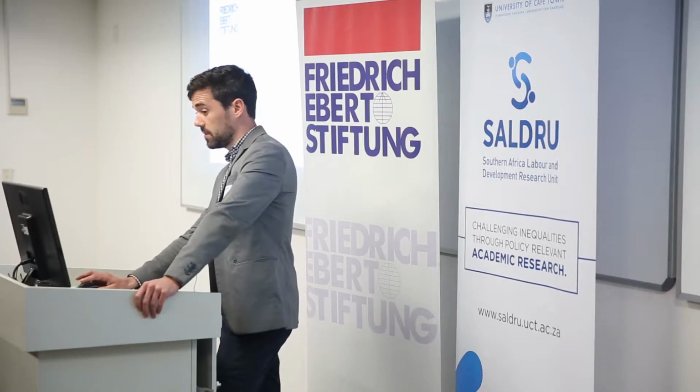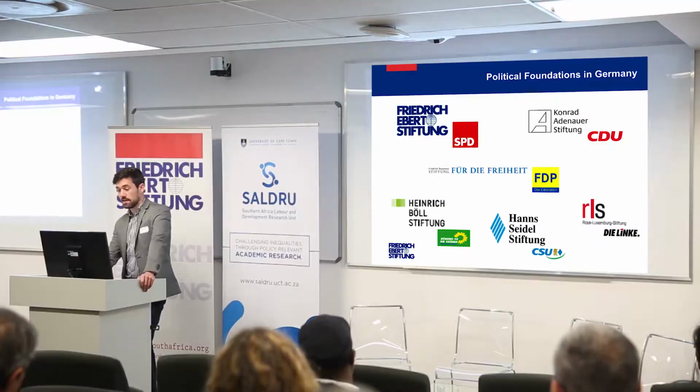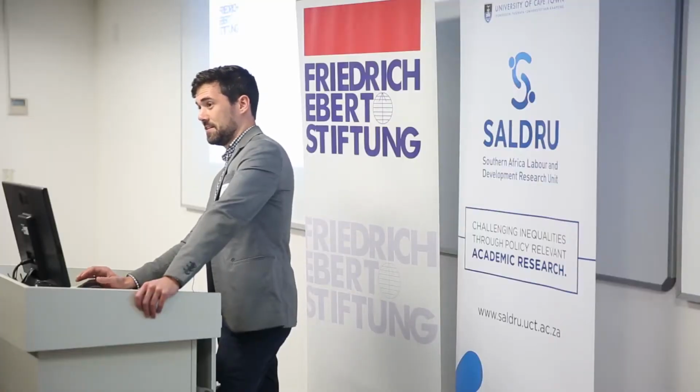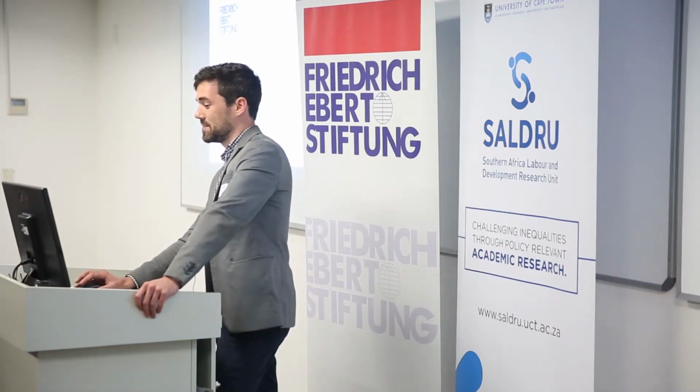So you have us, the Friedrich Ebert Stiftung, the Social Democrats, the Konrad Adenauer Stiftung, which are the conservatives, the Friedrich Naumann Stiftung, the liberals, or the neoliberals actually, the Heinrich Böll Stiftung, which is for the Greens, Hans Seidel Stiftung, the Bavarian conservatives in Germany, which are a bit special, and the Rosa Luxemburg Stiftung, which is the socialists.